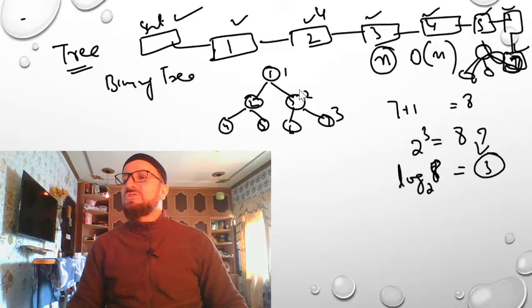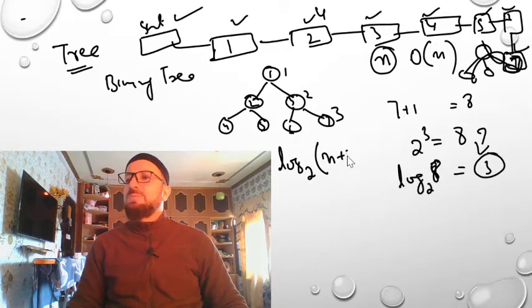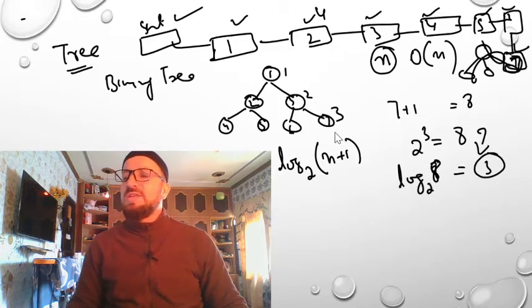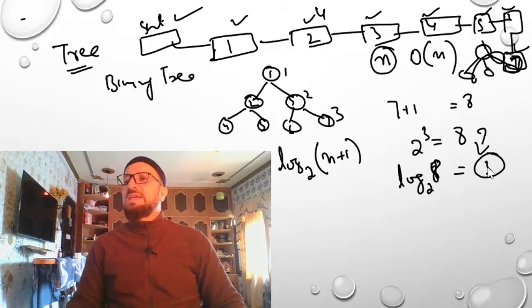So the height of this tree is log to the base 2 of (n plus 1), whatever the n is. So n was 7, 7 plus 1 is 8. So log to the base 2 of 8 is 3.